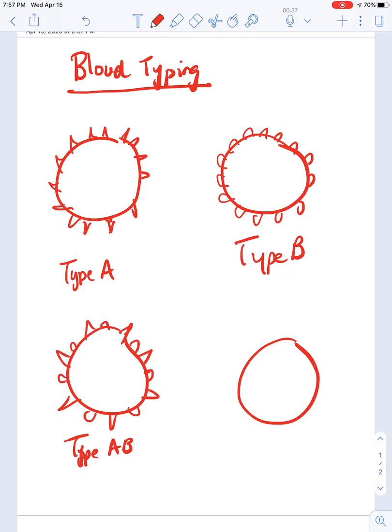See that? And then this is type O, and you can see that type O has no antigens on it. There are no markers on it at all. It's like empty. It's like naked, right?